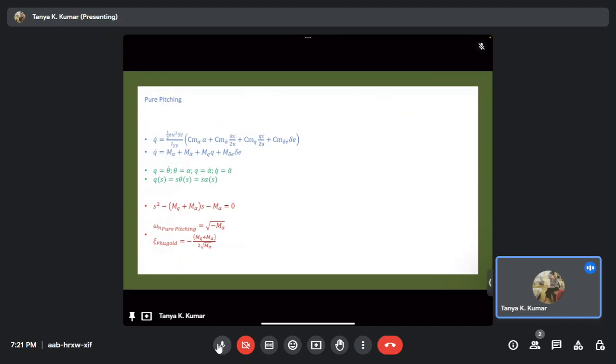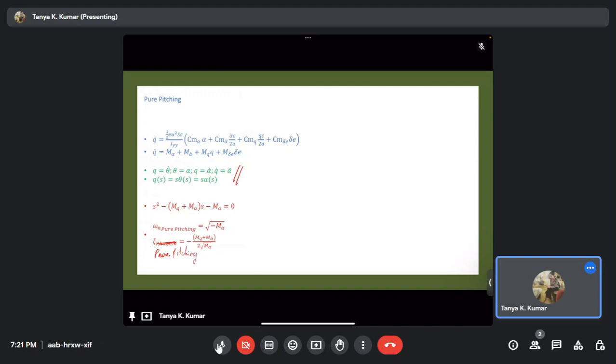You have a third approximation, that is the pure pitching approximation. The assumptions made in that case are given here, and when you perform the analysis you get a second order equation. Again equate it to a typical second order equation to find out the natural frequency and damping ratio. This is pure pitching.